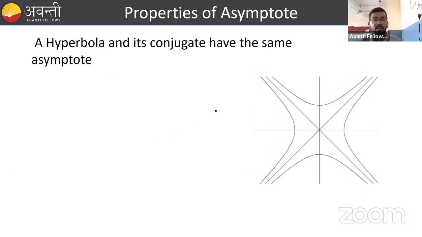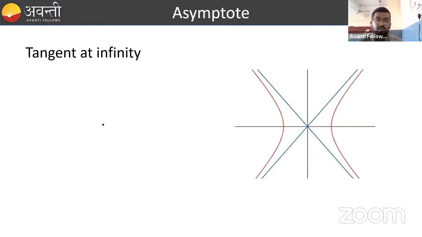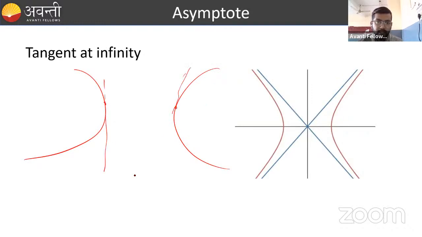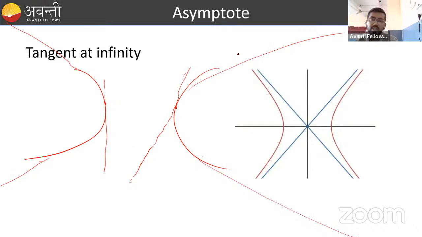Tangent at infinity: asymptote. What is the meaning of asymptote? See, there is this hyperbola, you can draw a tangent here, right? Here you can draw a tangent. This hyperbola goes to infinity like this, right? So what we are saying is that there is a line which is just grazing the hyperbola but not touching it. But at infinity, the distance between the line and the hyperbola becomes less and less, and at infinity it touches the hyperbola. We assume that it touches the hyperbola at infinity. So this type of tangent is called an asymptote to the hyperbola.